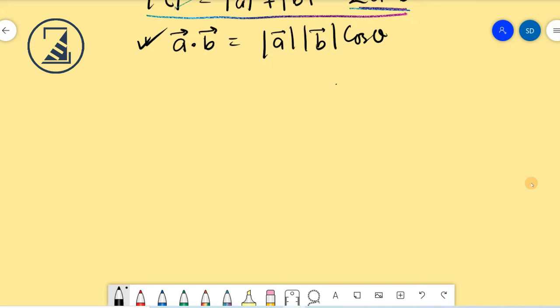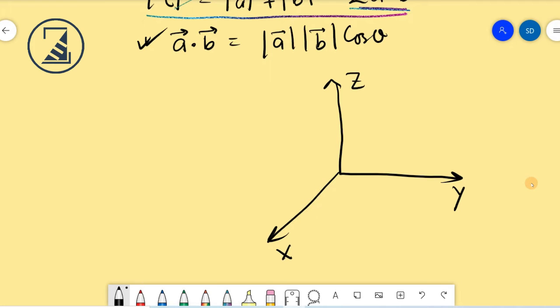Let's say I have a three-dimensional space. This is my x-axis, this is my y-axis, and this is my z-axis. And let's take 3 points. This is my A, B, and this is my C. Let's say A has a coordinate of 2, 0, 0. B has a coordinate of 0, 1, 0, and C has a coordinate of 0, 0, 3.